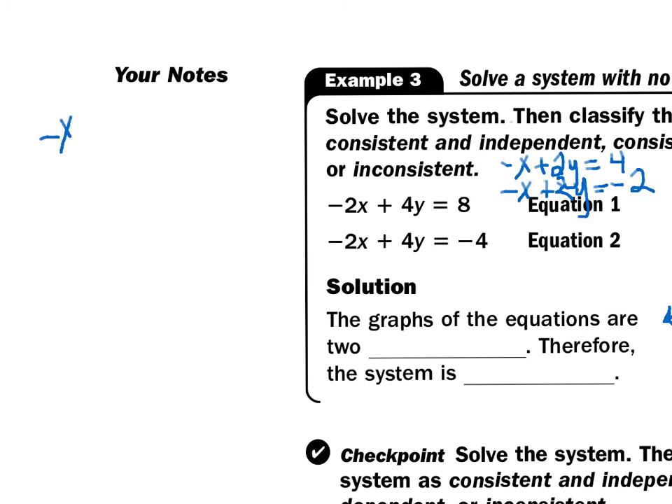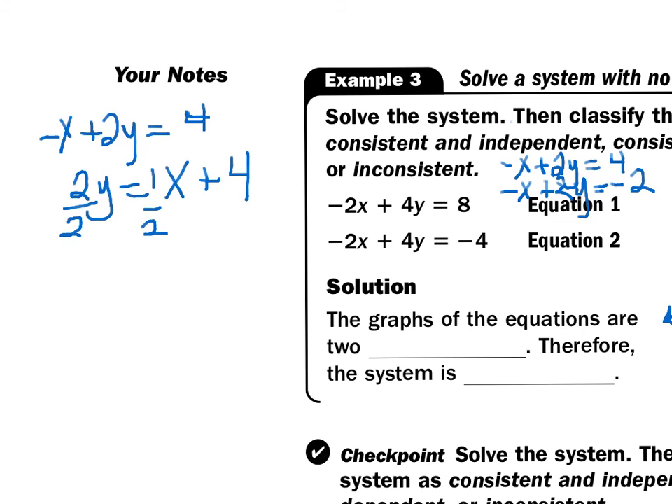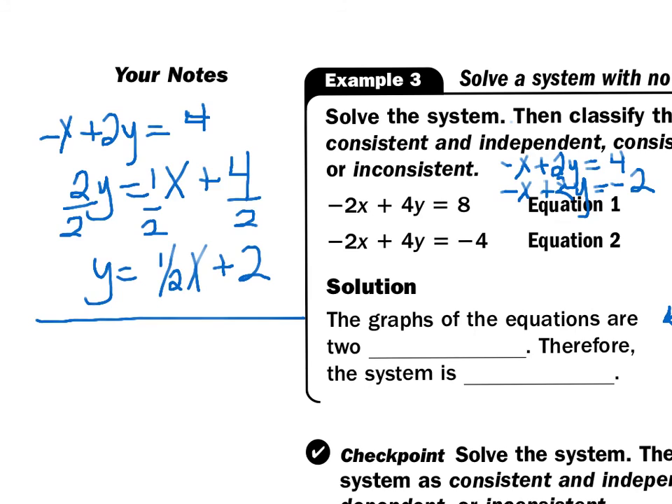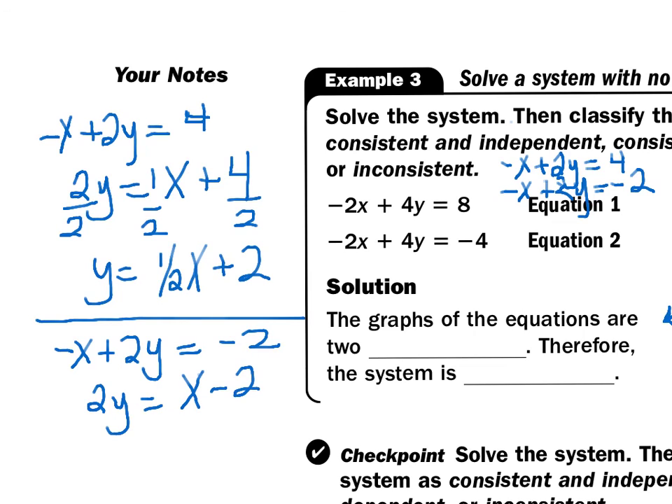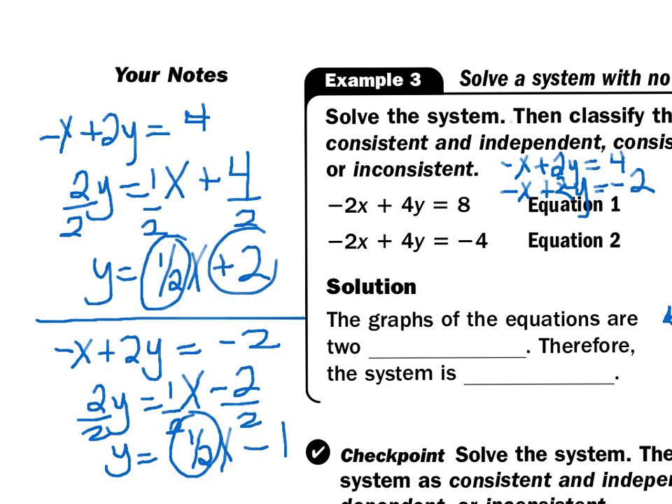So here's my first equation again. Go ahead and move my x over. So 2y equals x plus 4. Divide by 2. y equals 1/2 x plus 2. Now for my second equation, -x plus 2y equals -2. 2y equals x minus 2. Divide by 2 again. So y equals 1/2 x minus 1. Notice that these two lines have the same slope but different y-intercepts, which is our definition of parallel.